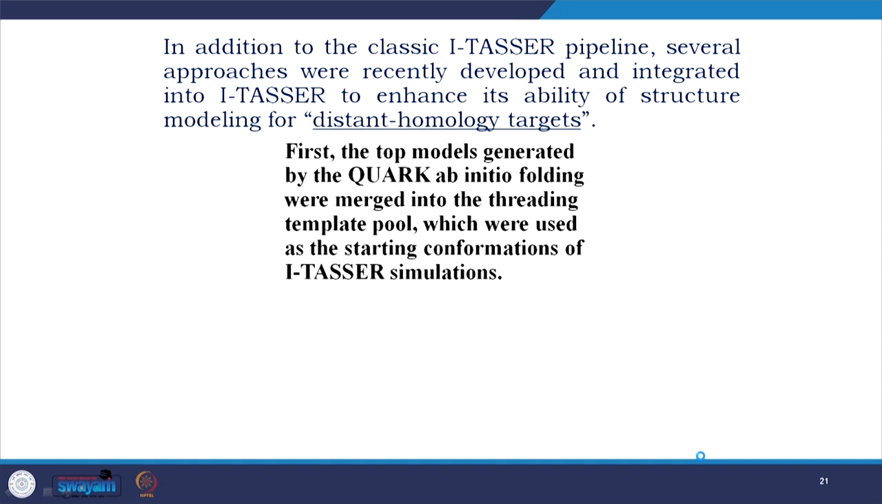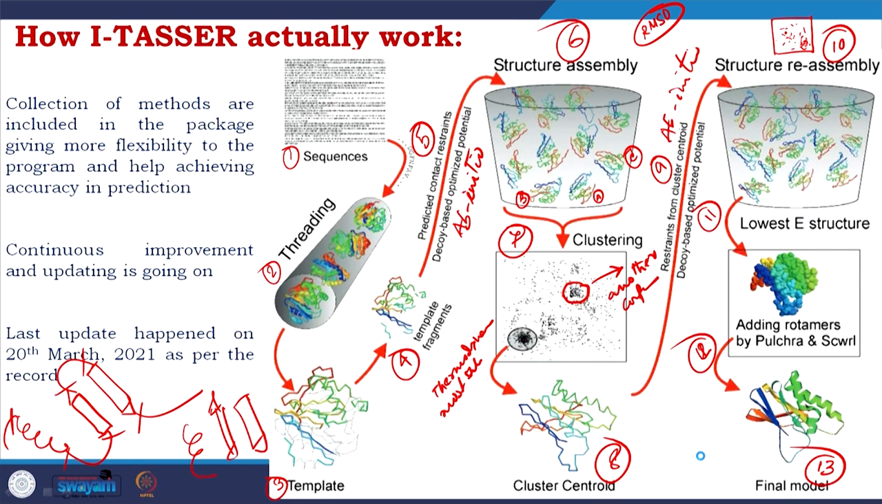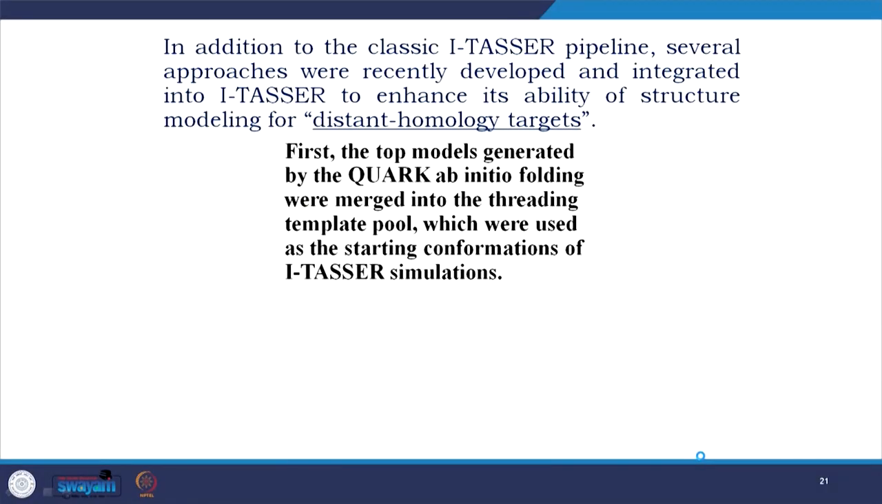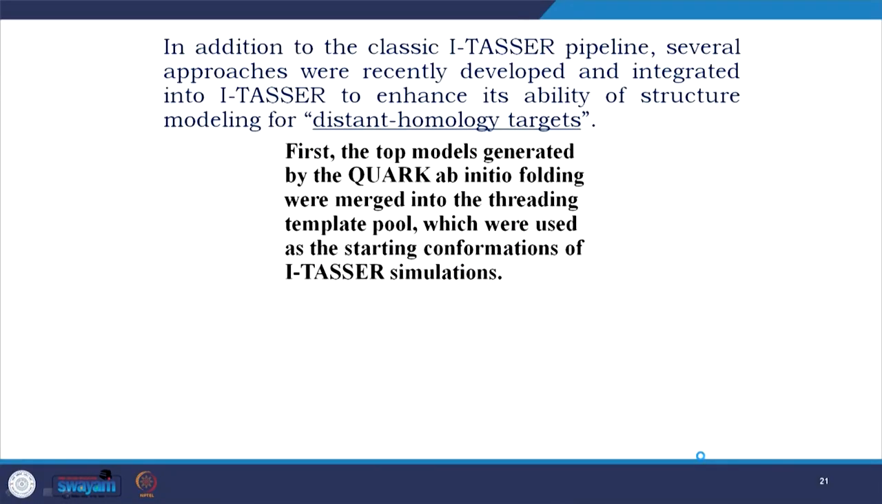If you remember, from the sequence, if we go to the slide, you see the sequence is directly threaded. But if you remember, in threading we chop the sequence, so we get small sequences, and from our previous knowledge in this class, we know that a small sequence could be directly made into a structure using ab initio. So that is what happened here. The top models generated by QUARK ab initio folding. So you chop it, you go for threading, but you also make structures through QUARK ab initio, and you merge them into the template pool, which was used as the starting conformation of the I-TASSER simulation.